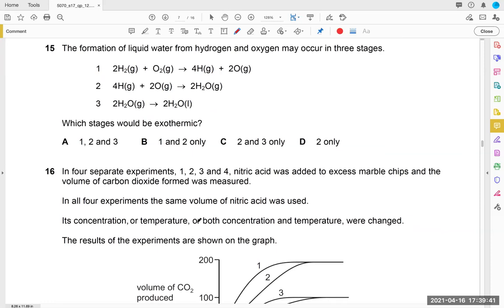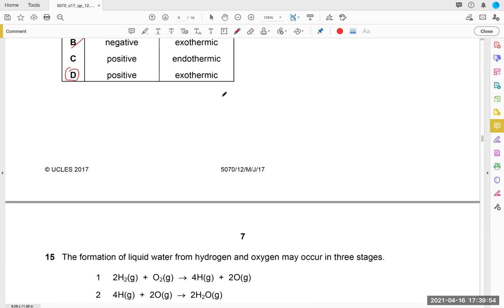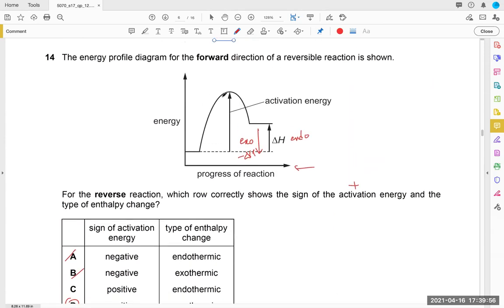The formation of liquid water from hydrogen and oxygen may occur in 3 stages. ठीक है, क्या stages हैं? In the first stage, which one do you not get? This one?